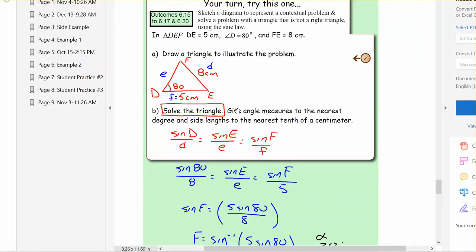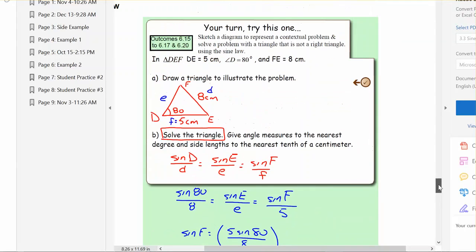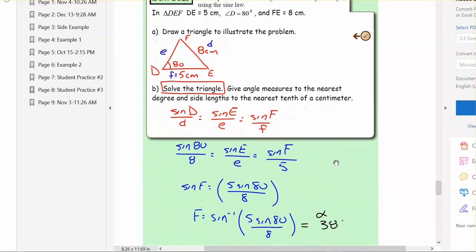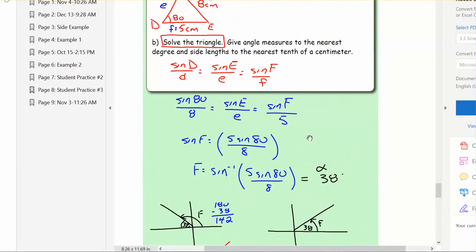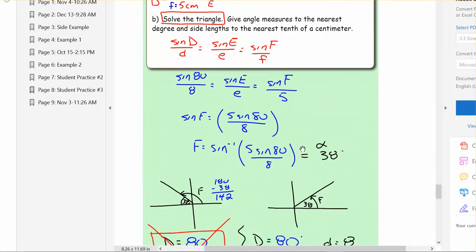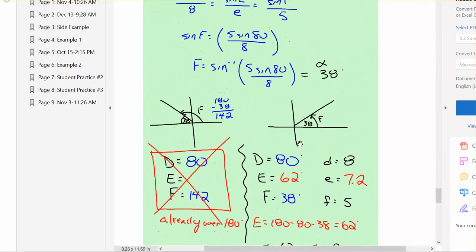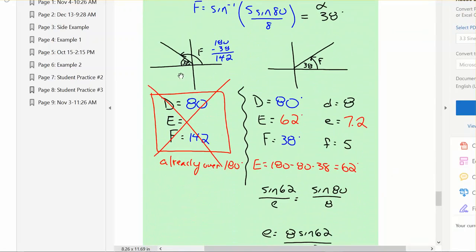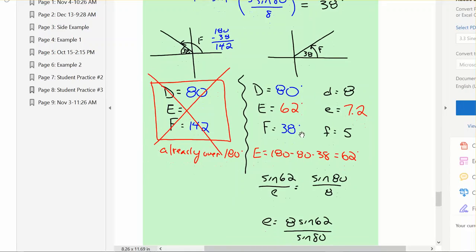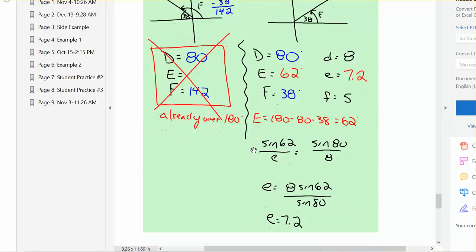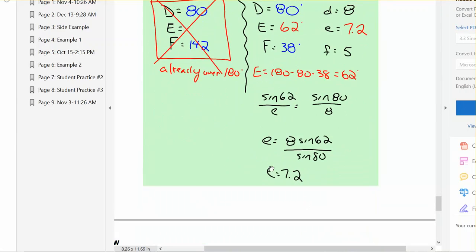Okay, and here's the answer for this one. Scroll down a little bit. And make sure you pause it. If there's something you're not sure about, just pause it and stop at that part to figure it out. So again, this one ended up being already over 180 degrees. And then we determined that this one was 62, and that E was 7.2.